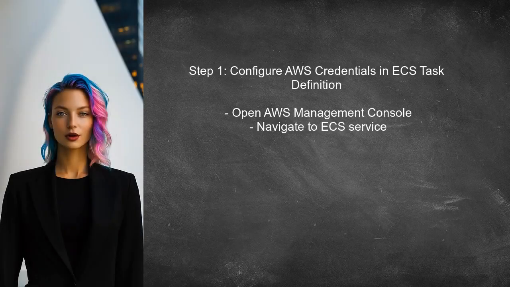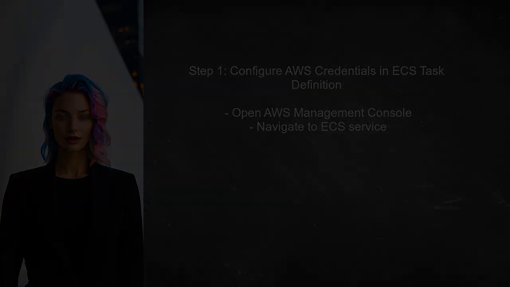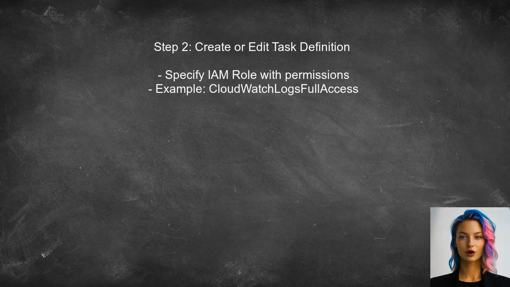To begin resolving the user's issue, the first step is to ensure that the AWS credentials are correctly configured in the ECS task definition. The user should navigate to the AWS Management Console and locate the ECS service. Next, the user should create or edit a task definition. In the task definition settings, the user can specify an IAM role that has the necessary permissions, such as CloudWatch Logs Full Access. This role will allow the container to access AWS services securely.